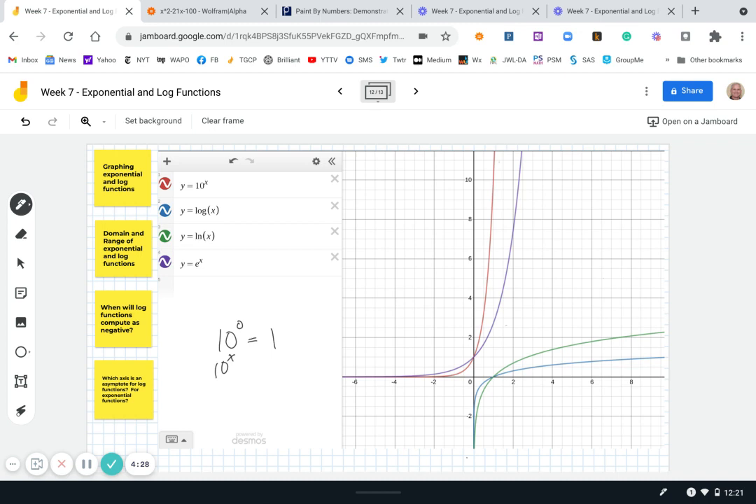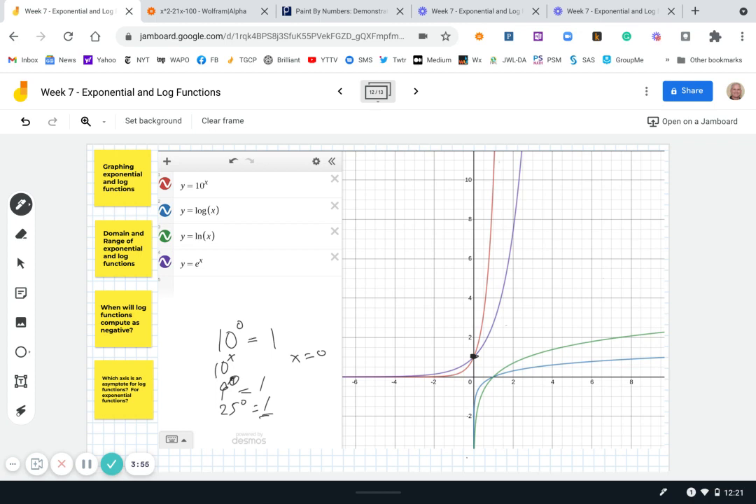So (0, 1) right here for an exponential function is always going to be a point on the curve. Why? Because it doesn't matter what our base is, 9 to the x, if x equals 0, 9 to the 0 equals 1. 25 to the 0 equals 1. It doesn't matter what you raise to the 0 power, it's always going to equal 1. So every exponential graph is going to go through the point (0, 1). It's just that depending on how big the base is, depends on how steep it is.